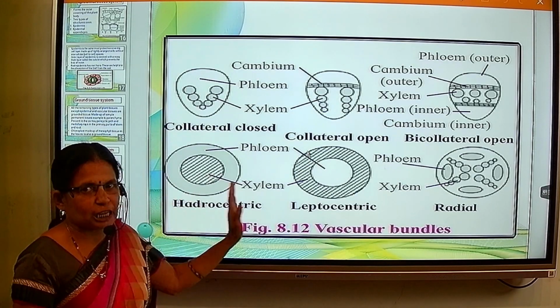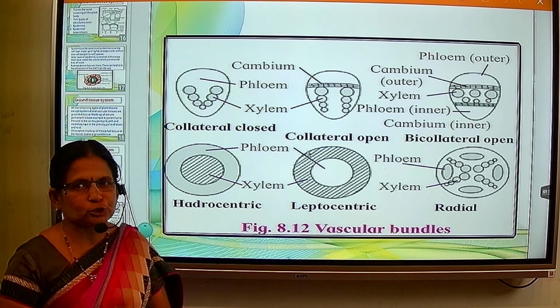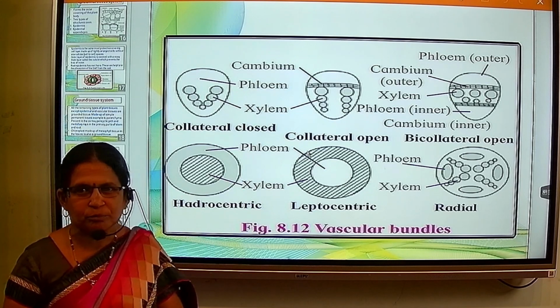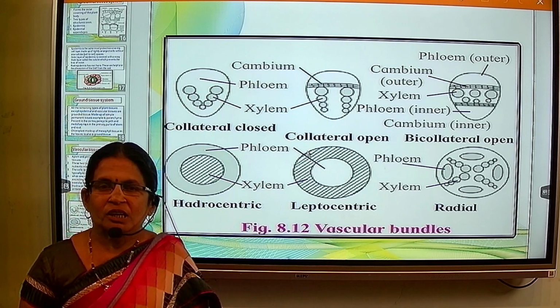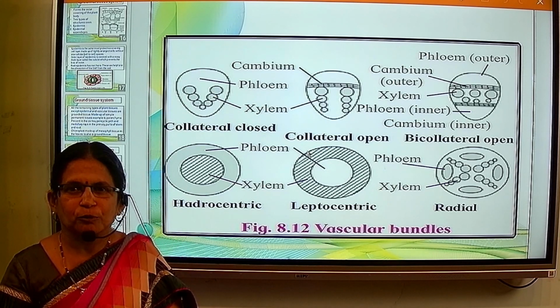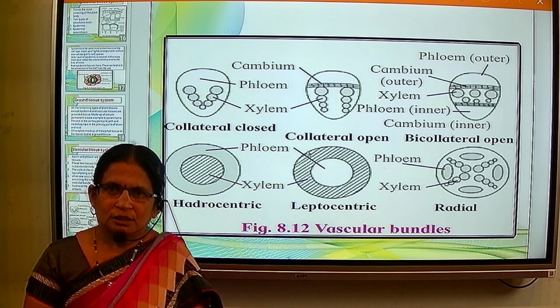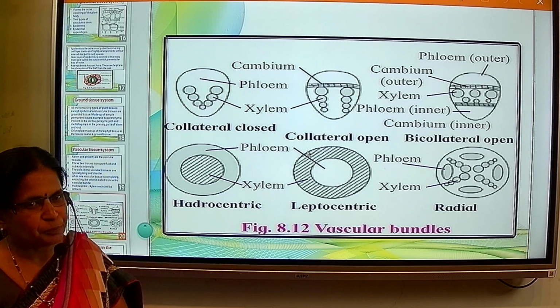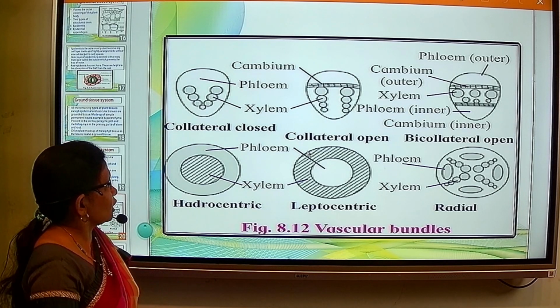Here are the types of the vascular bundles. That means vascular tissue consists of the xylem and phloem. You know that these are the transporting tissues, transporting water or the fluids from one part to another, and nutrients from one part to another region. These are the vascular bundle.